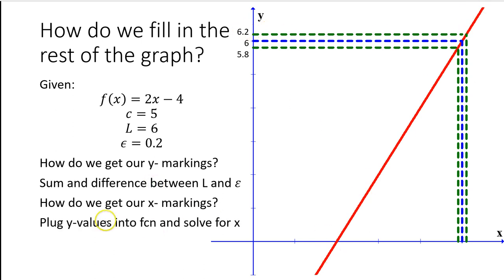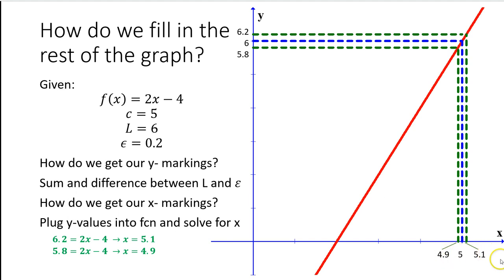So if I take my function, f of x equals 2x minus 4, and we plug in for our y values. Remember, y is just f of x, and I plug in 6.2 and 5.8. If I plug in 6.2 equals 2x minus 4, I get x is 5.1. If I plug in 5.8 equals 2x minus 4, I get 4.9. So for my markings, I have this 5, and then I have 4.9 on the left and 5.1 on the right.